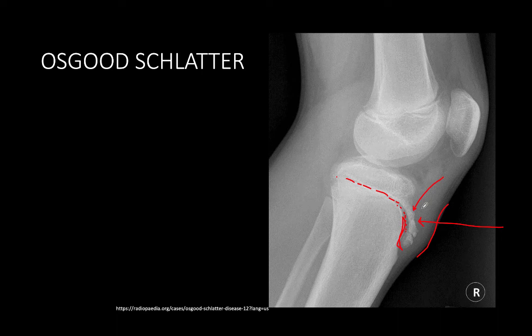Remember, these are conservative management. The patient just rests and lets it feel better, and then they can get back to the activity.